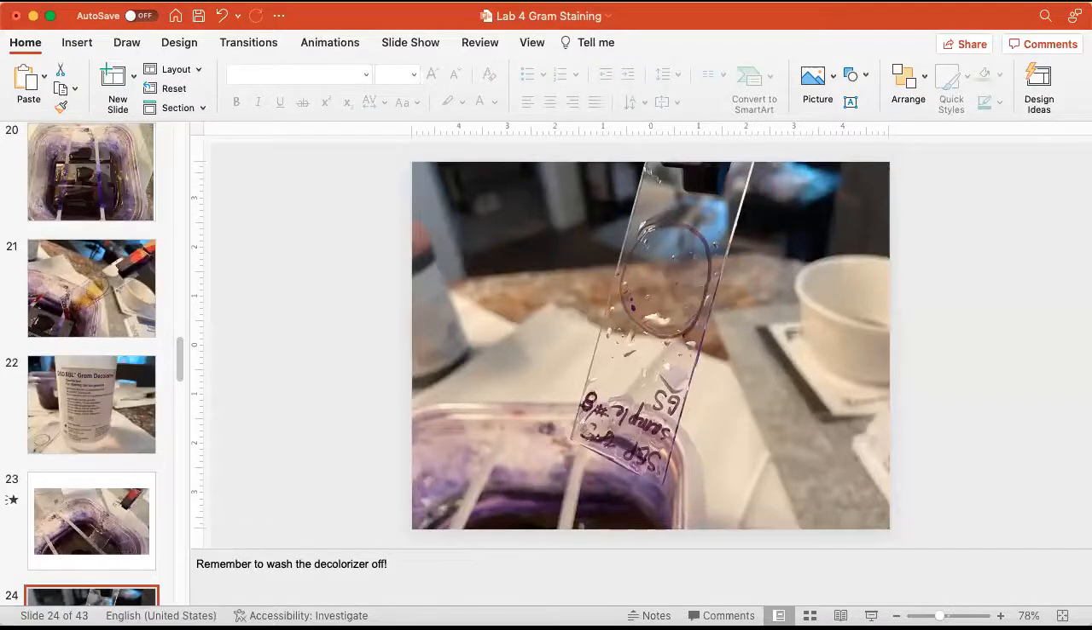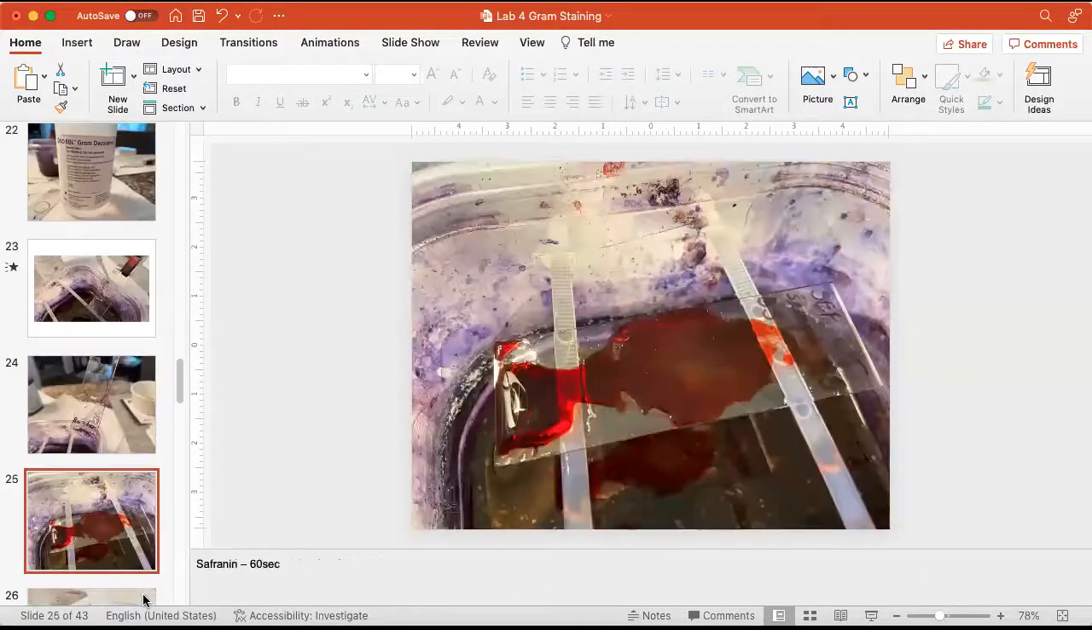Now we're to our last step in the procedure, which is the counterstain. That's the safranin. The slides go back in the stain tray. We're going to put a nice big puddle of safranin over the smear. And remember, safranin sits for 60 seconds. So crystal violet for 30 seconds, rinse. Gram's iodine for 30 seconds, rinse. Decolorize drop by drop for 10 seconds, rinse. And then safranin for 60 seconds.